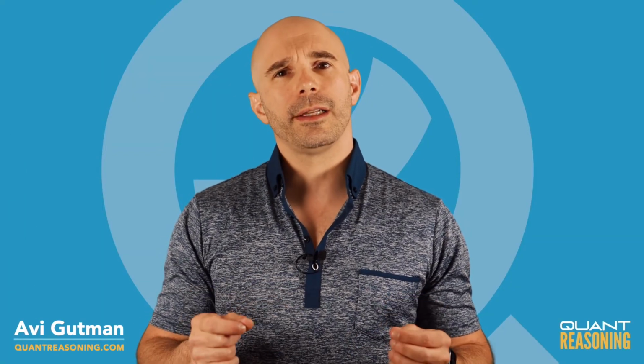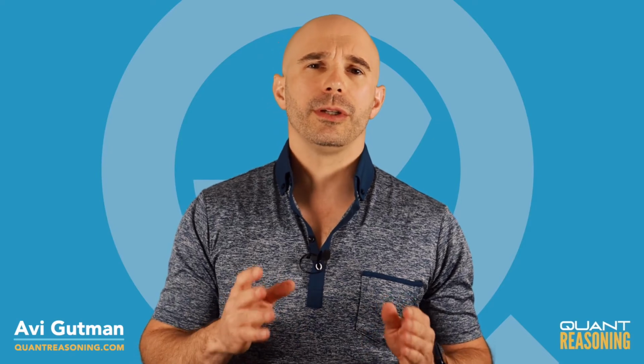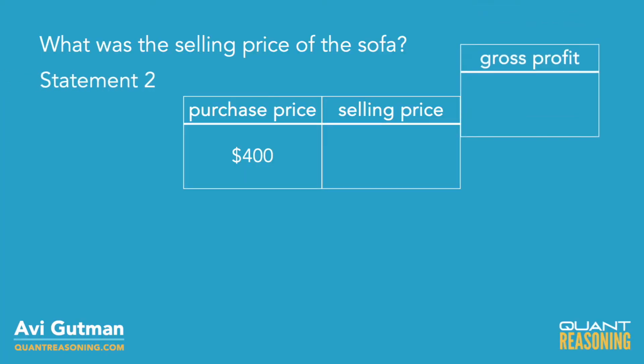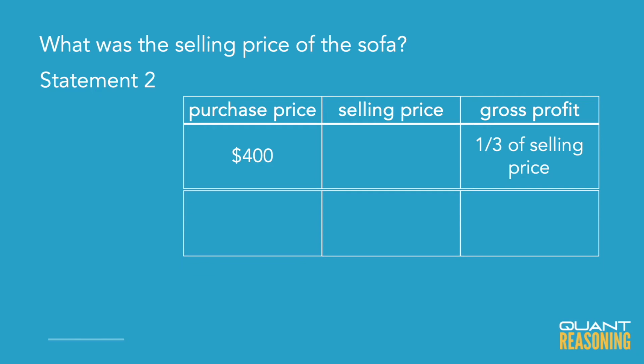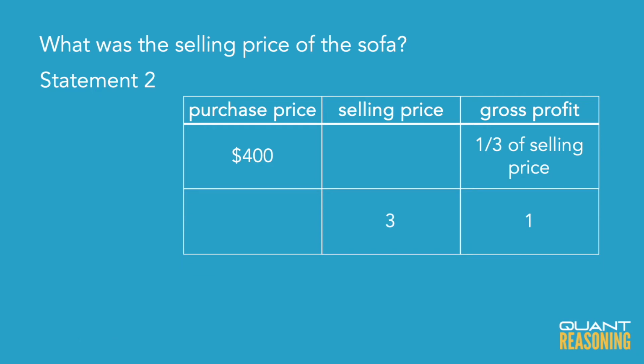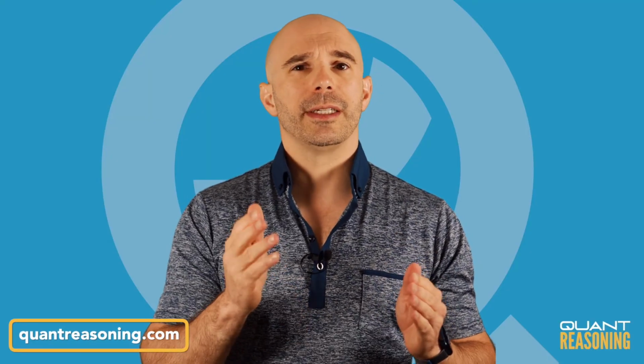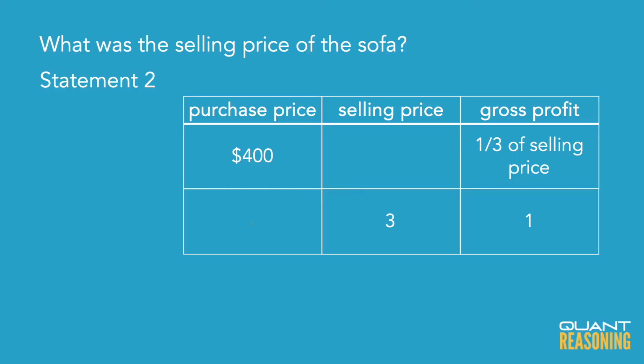Okay, so if the gross profit was 1/3 of the selling price, we can build a ratio that would look like this. It's gross profit to selling price is 1 to 3, but we can put in an inference column for the purchase price. After all, the gross profit is the difference between the purchase price and the selling price. So if the selling price is 3 ratio units and your gross profit is 1 ratio unit, then your purchase price must have been 2 ratio units.